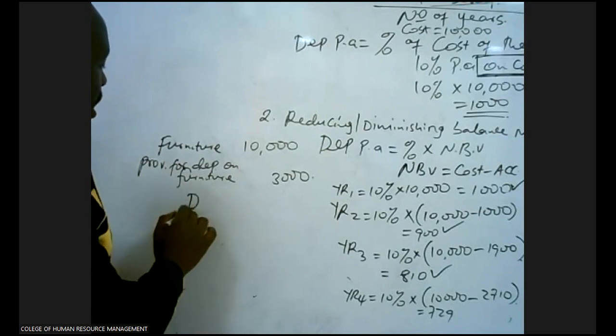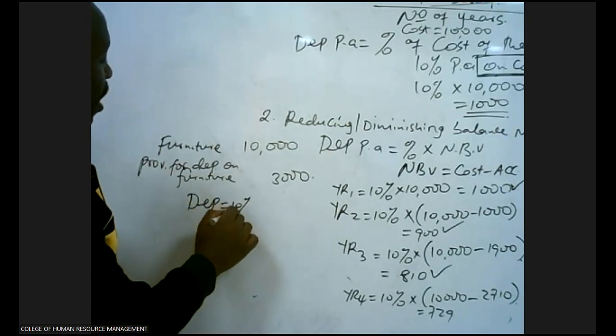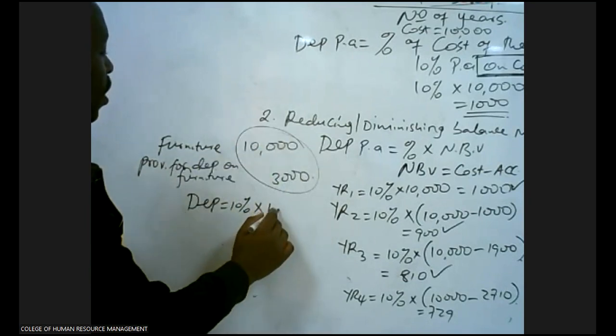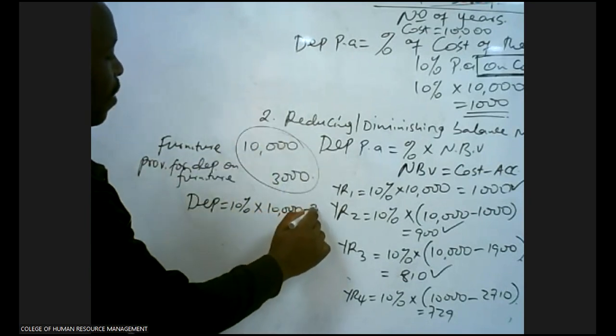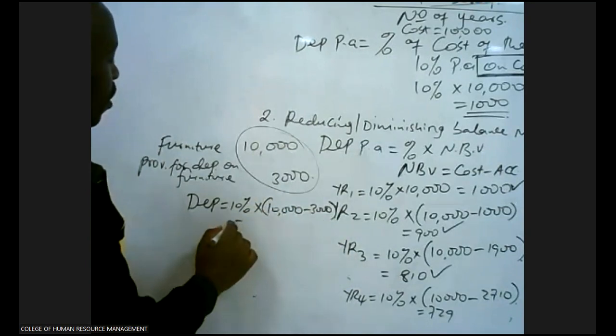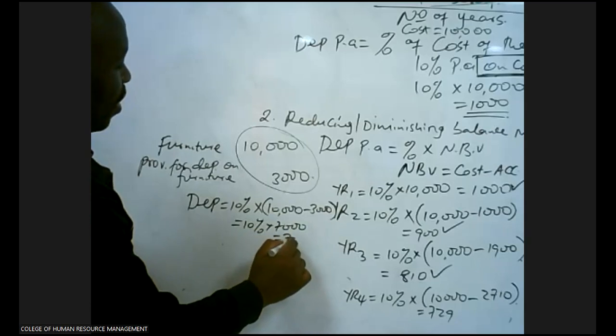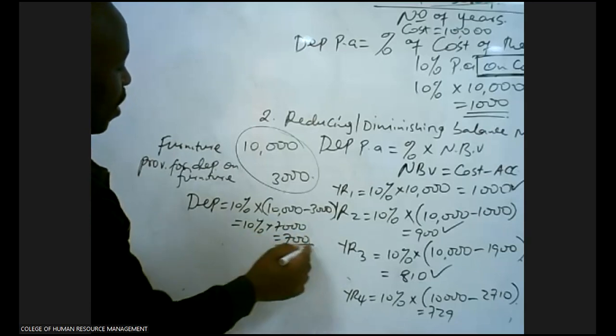So you come here and calculate depreciation rate, 10% times, you take the difference between these two, 10,000, which is the cost, minus the depreciation 3,000. So it is going to be 10% times 7,000, which is going to be 700. This is going to be the depreciation.